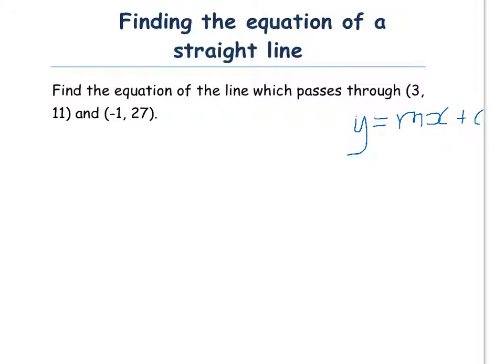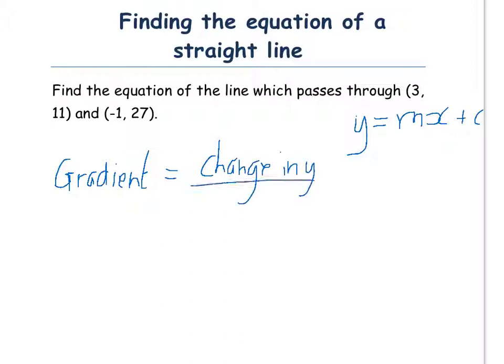Now we're told we want to find the equation of the line which passes through the points (3, 11) and (-1, 27). Now, remember, to find the gradient, you're doing the change in the y divided by the change in the x. So change in y divided by change in x. So we're going to look at the y coordinates first. Now make sure you always do it the same way.